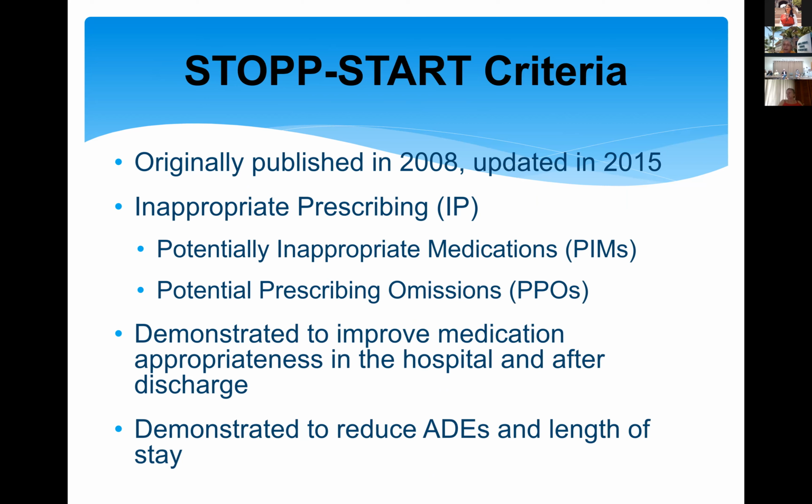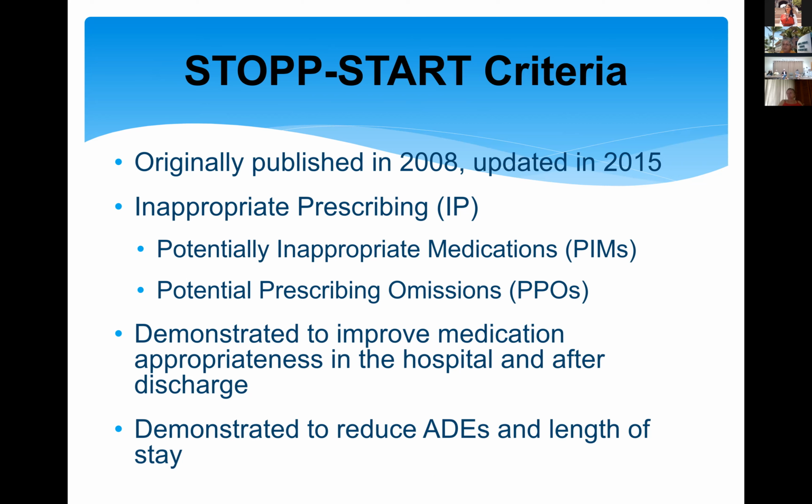This other group came up with something different. They said the Beers criteria are good for stopping potentially inappropriate medications. But what about not having the right medications prescribed? So what they're trying to do is balance both. They're saying we should stop medications that are dangerous to older people, but we should start medications that should have been prescribed and didn't get prescribed just because of age.